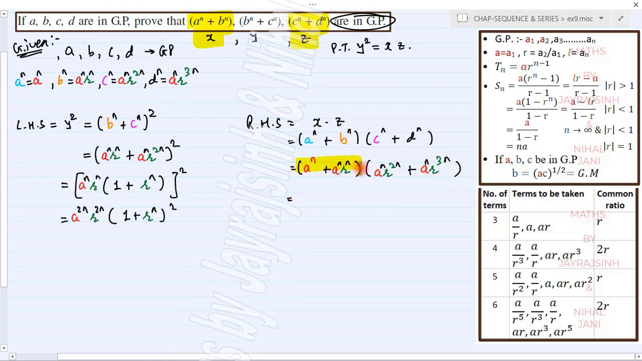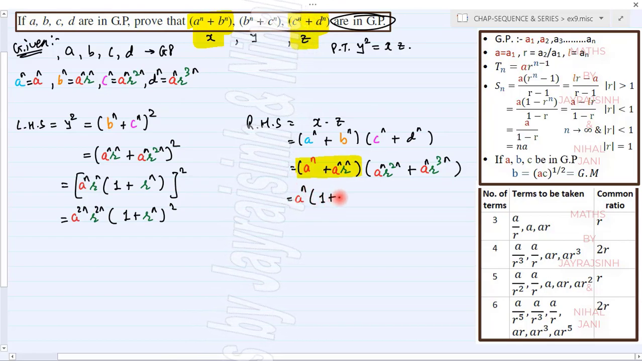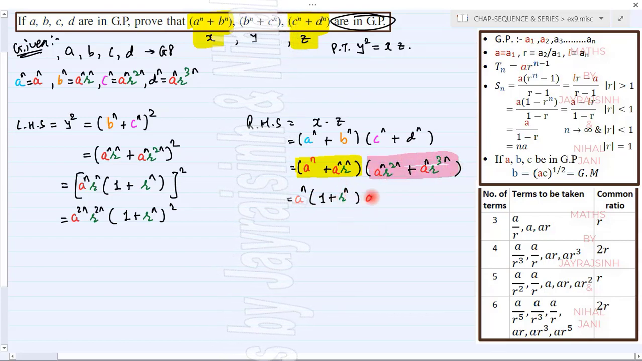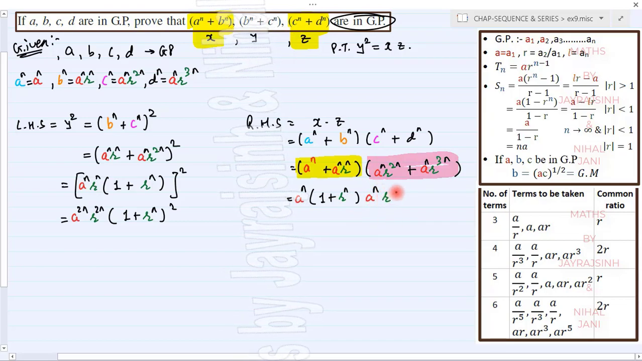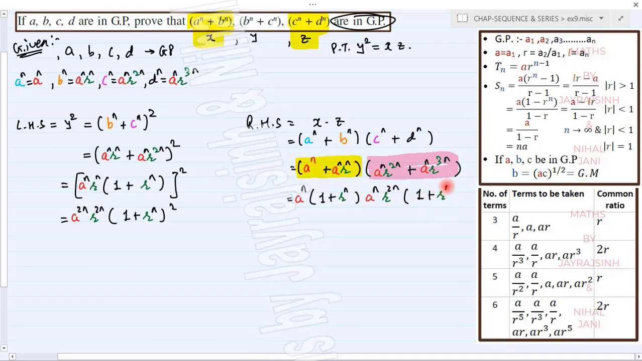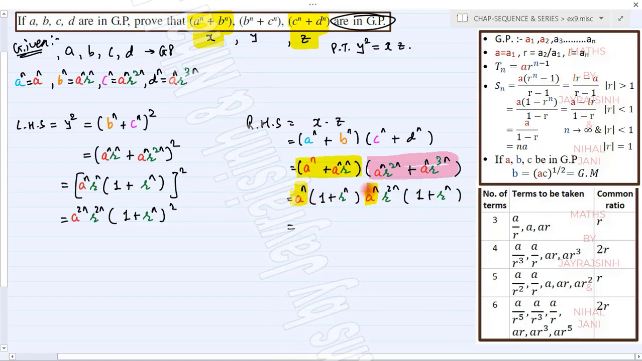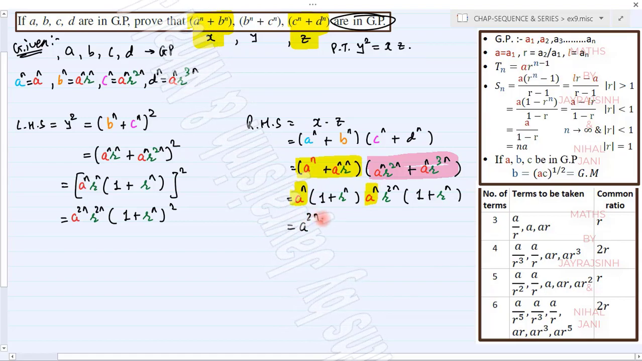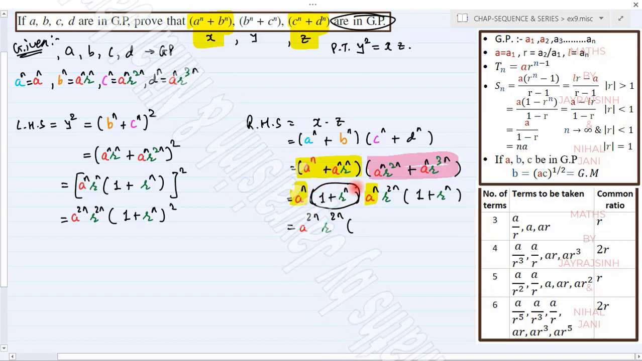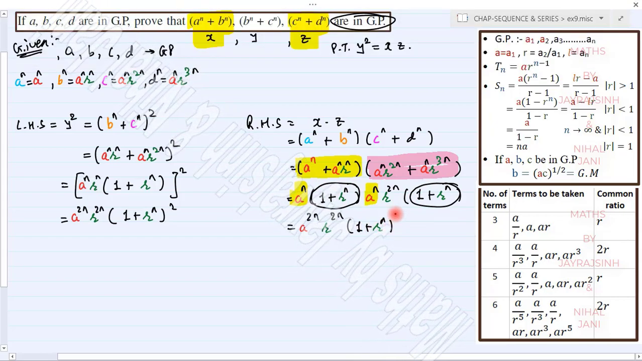So from first bracket we can take a raised to n common. So the remaining terms are 1 plus r raised to n, and from second bracket we can take a raised to n and r raised to 2n. So we'll get 1 plus r raised to n. So here we'll get a raised to n into a raised to n will become a raised to 2n. Your r raised to 2n will be as it is, and 1 plus r raised to n into 1 plus r raised to n will be 1 plus r raised to n the whole square.